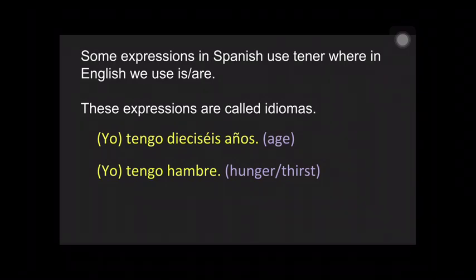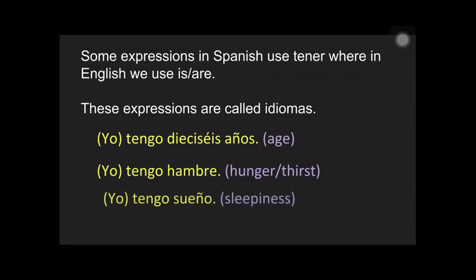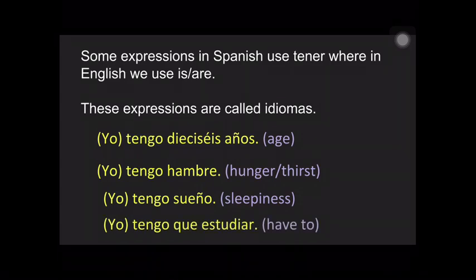Or if you're thirsty, you say, yo tengo sed. I have thirst, not I am the thirst. You have it, you aren't it. Same thing when it comes to sleepy. If you want to say I am sleepy, you say yo tengo sueño, as opposed to being sleepy like one of the seven dwarfs.